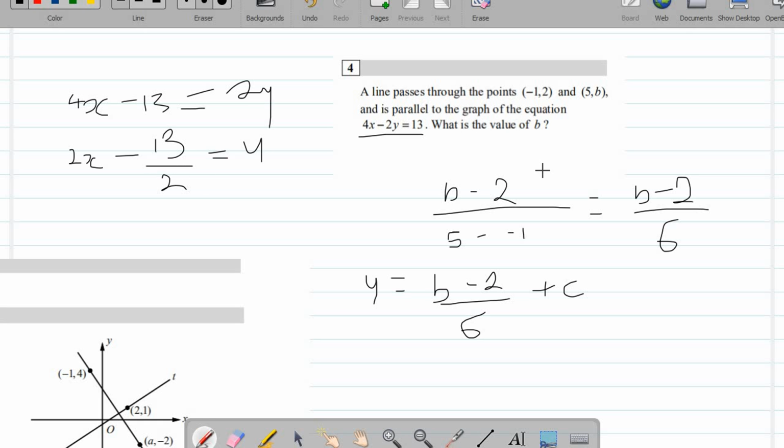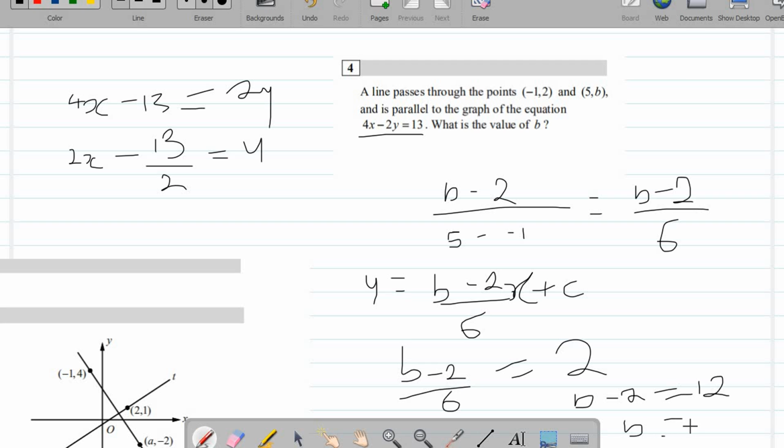Because it's parallel, they have the same slope. So whatever this 2 is, b minus 2 over 6 is this, okay? The c is this. So let's equate that. There's an x here, forget that. So b minus 2 over 6 is equal to 2, and if you arrange that, 6 times 2 will give you 12. So b minus 2 equal to 12. So definitely your b is 14. Okay, b is 14.